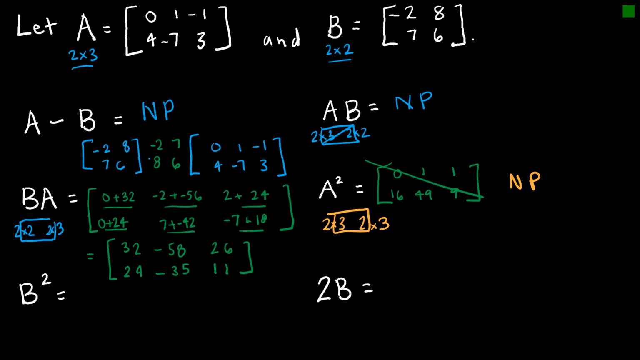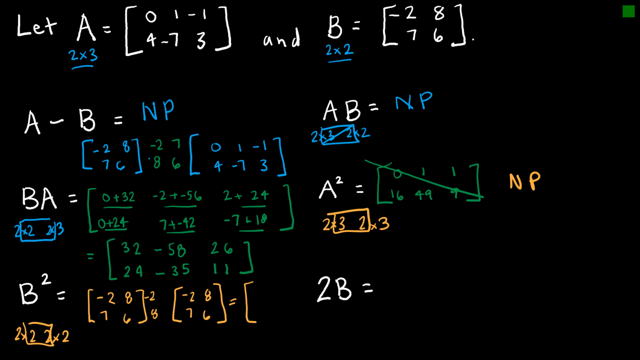Looking at B squared, however, this is a 2 by 2 times a 2 by 2. And this one is possible, and so I would actually just write this twice: negative 2, 8, 7, 6, negative 2, 8, 7, 6. I fear I have not left myself enough room here, but we're just going to go for it. So remember, you can take negative 2 and 8 and put it this way.